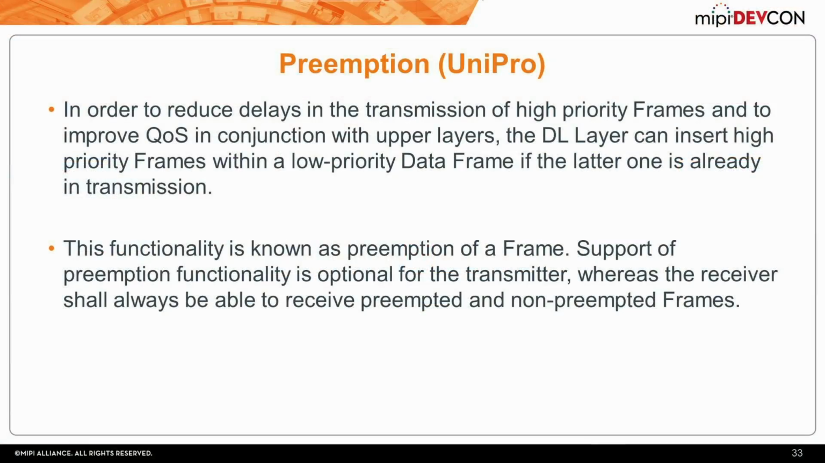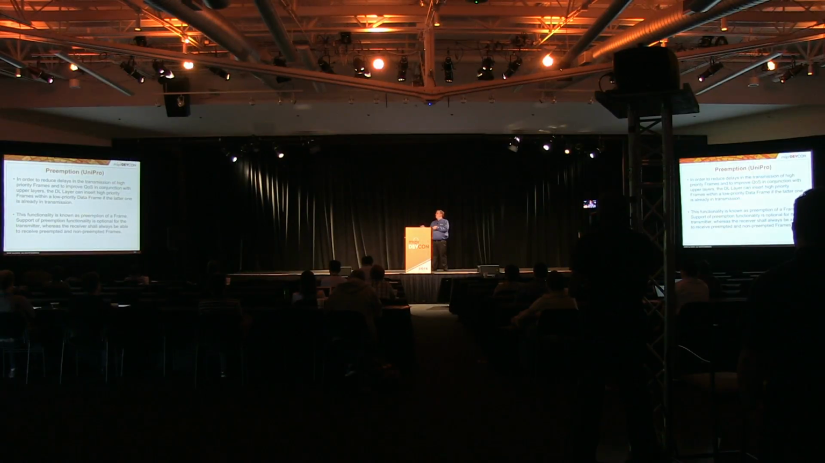Something that's interesting in Unipro is preemption. This is where a frame can be broken up in order to reduce delays of high priority frames. You could have a frame going down the line, and then another higher priority frame can intercept that. So it basically breaks the first frame. This is known as preemption. It's optional, but the receiver's always required to support it.